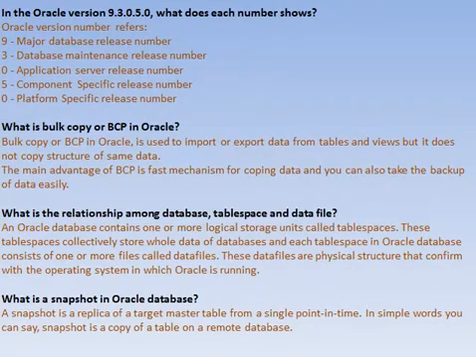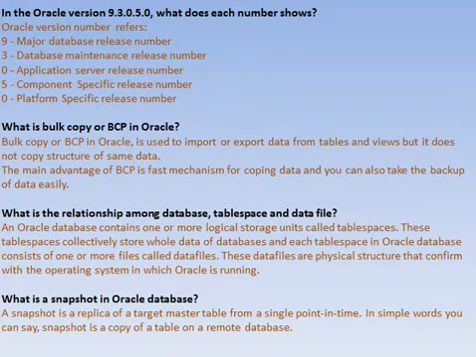In the Oracle version 9.3.0.5.0, what does each number show? Oracle version number refers: 9, major database release number. 3, database maintenance release number. 0, application server release number. 5, component specific release number. 0, platform specific release number.